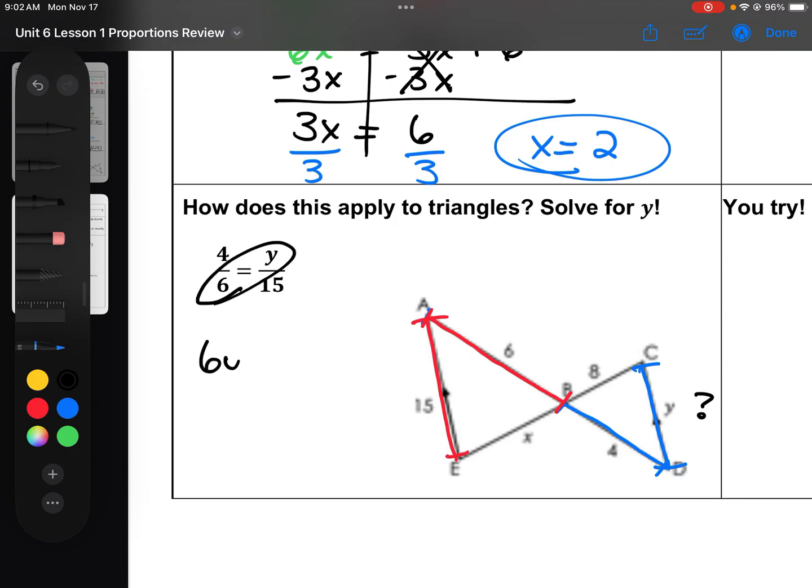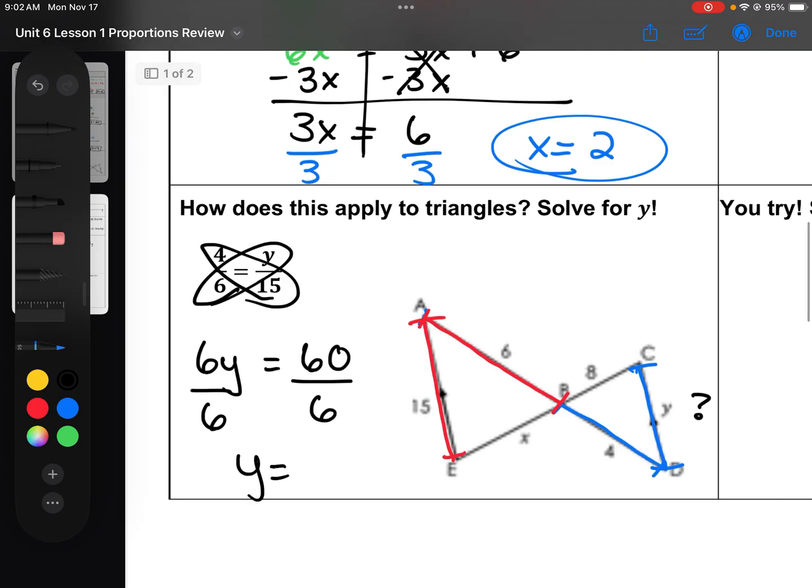So 6 times y is 6y. 4 times 15 is, I believe, 60, but we're going to verify that, yep. And then I'm going to quickly here solve, and now we know our side length for y is, not 15, it is 10, okay?